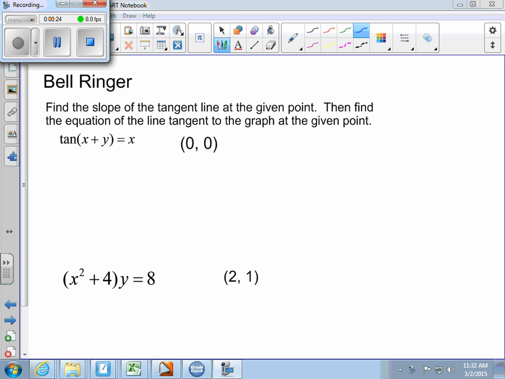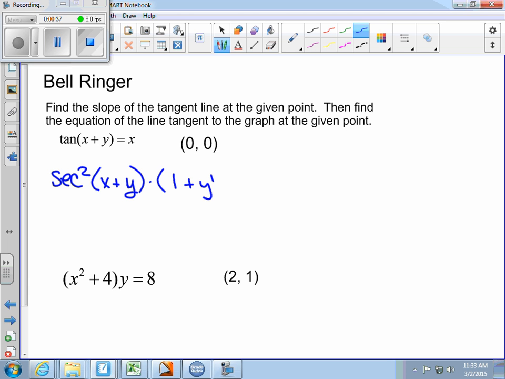What is the derivative of tangent of x plus y? Okay with that?